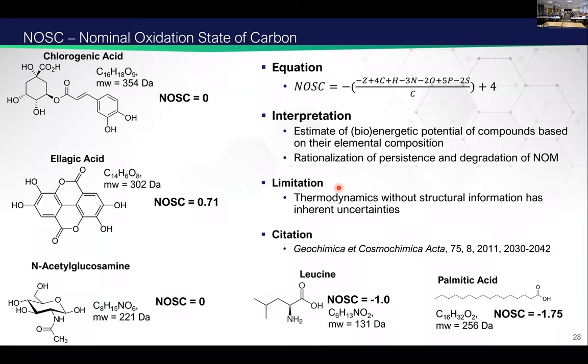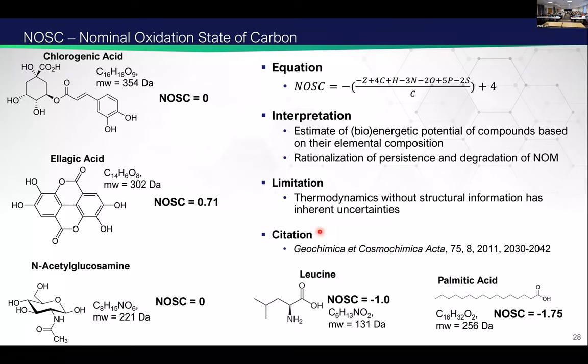Now, NOSC is something we've already mentioned a couple of times this morning. I find this to be one of the more challenging ones to get my head around. It's a thermodynamically derived property. Again, what we're factoring in is the number of carbons, hydrogens, nitrogens, oxygens, phosphoruses, and sulfurs, and Z, which stands for charge. And what we're trying to do is estimate the amount of bioenergetic potential of a compound based on its formula. And this can be used to rationalize how stable something is, how much it persists, or how easily it's biodegraded or plays a role in degradation.